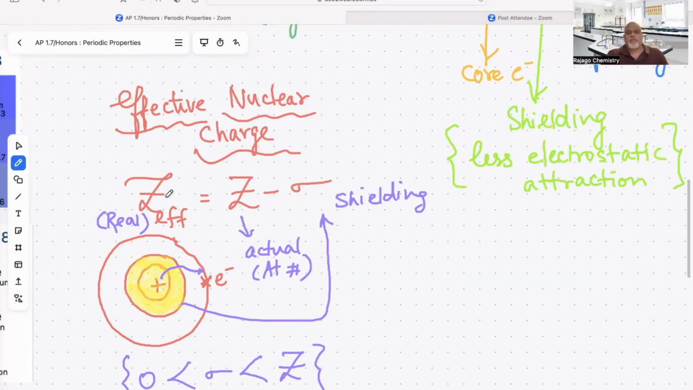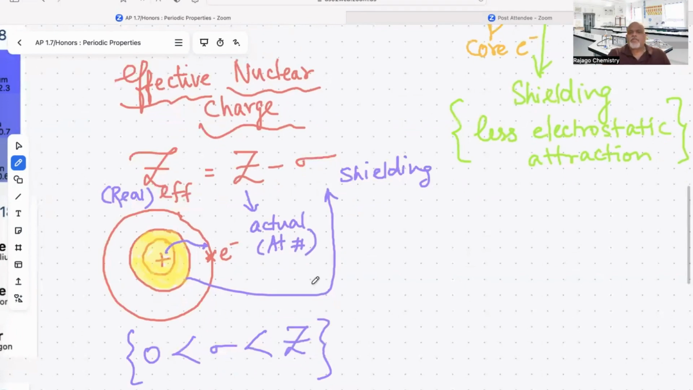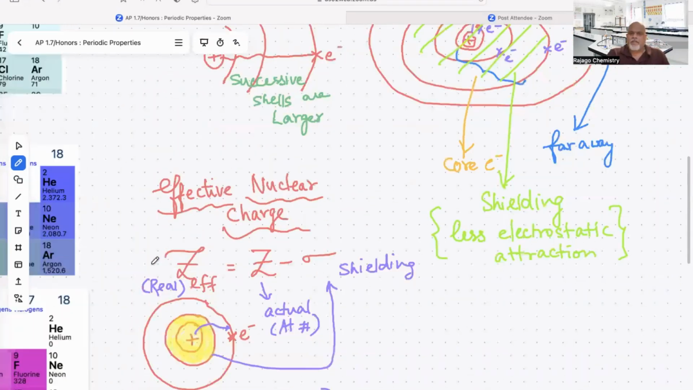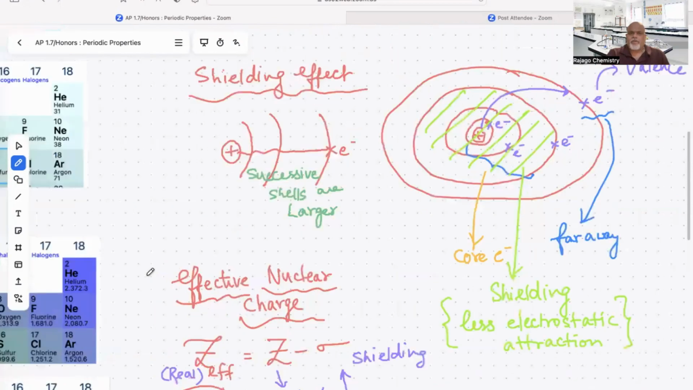So this is called the effective nuclear charge, and we know that Z is always going to be a higher number compared to sigma, because sigma is going to be a smaller number. And this effective nuclear charge is always above zero. So these two concepts are very important to understand before we go into the periodic properties.